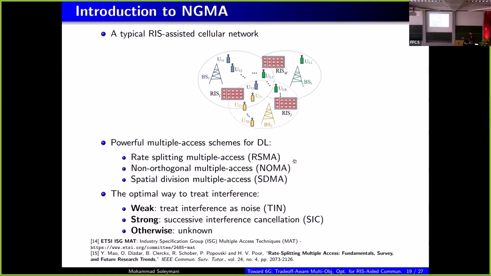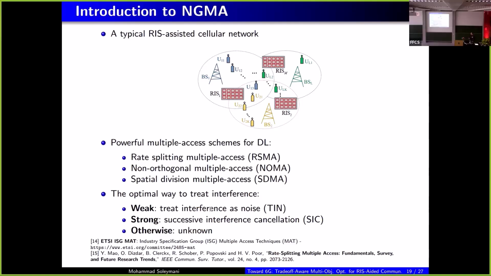What is the difference between these three? So I give you just a very high level explanation. The main difference would be in the way that you treat interference. In general, whenever you have a weak interference, the optimal way would be to treat it as noise. Whenever you have a strong interference, it's better to decode it and cancel it, or applying SIC.